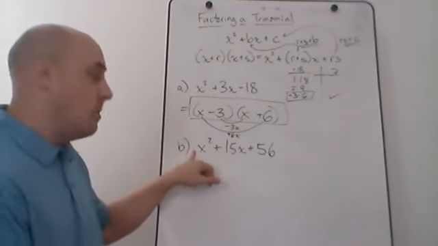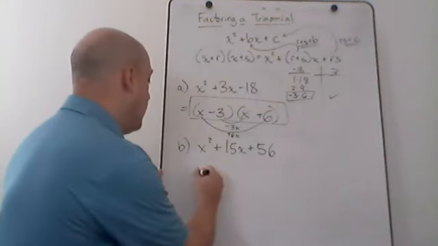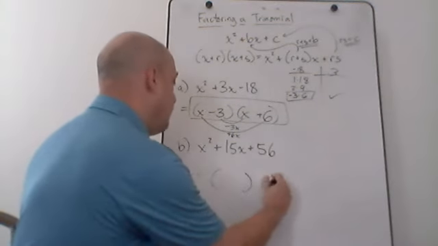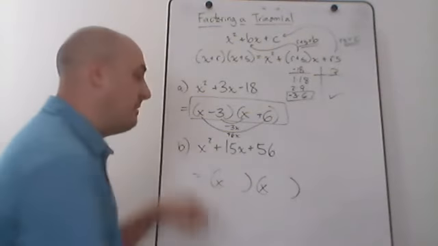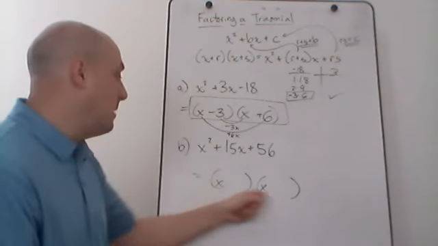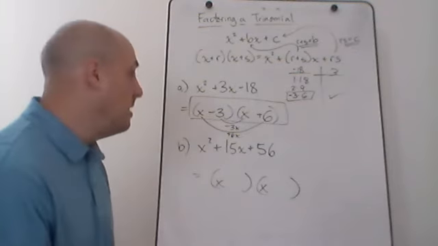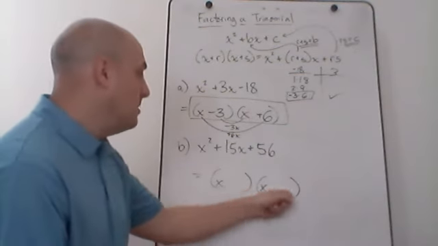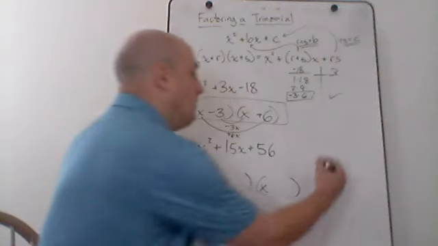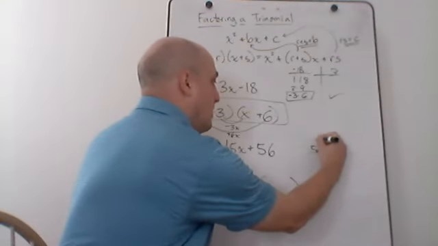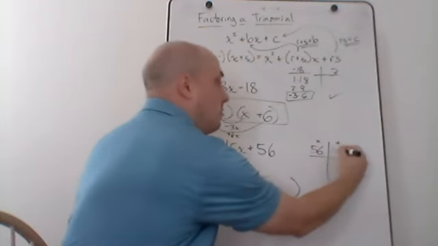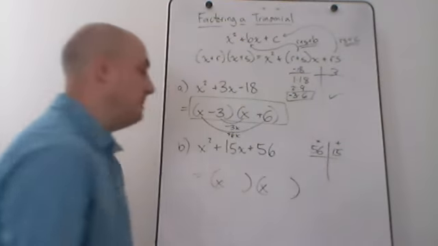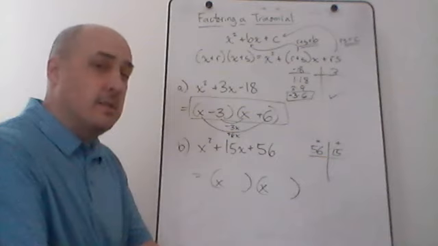Again, it's a 1x squared, which tells me that I can just go ahead and set up my two factors. Since it's a 1x squared, I know my first terms of each factor have to be x times x, because that's the only way when I multiply them together, it's going to be x squared. And then my last two numbers have to multiply to equal positive 56, and they're going to have to add up to equal positive 15.